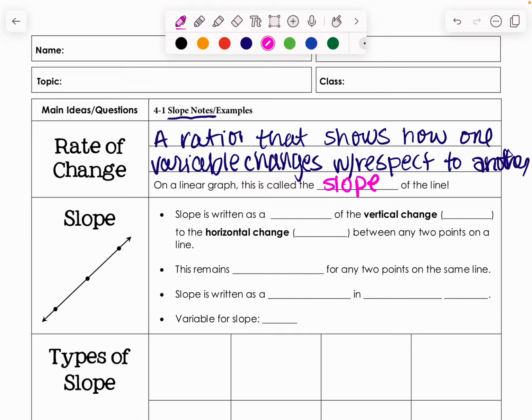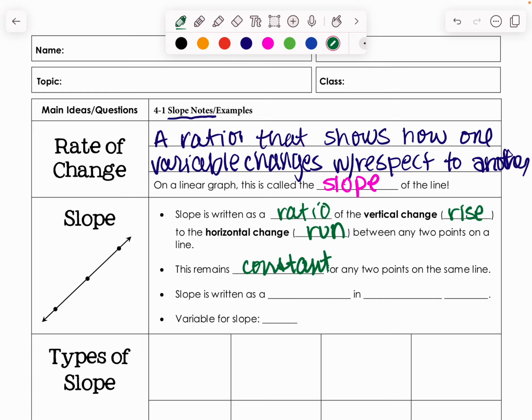Slope is written as a ratio of the vertical change, which we call the rise, to the horizontal change, which we call the run, between any 2 points on a line. This remains constant in a linear equation. Remember how we said linear equations are straight, and it's going up at the same amount every time, so that's why it's constant for any 2 points on the same line.